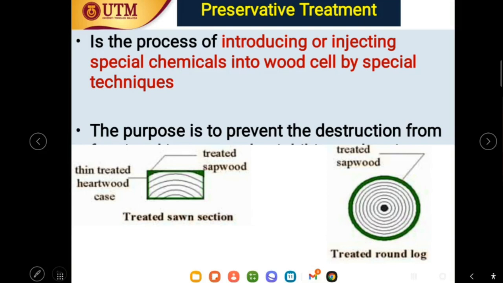Another process that a timber must undergo before it is put into application is the process of introducing or injecting special chemical into the wood cell by special techniques. The purpose is to prevent the destruction from all the things that we have already discussed earlier: the termites, the pinhole borers, the beetles, and also the fungi.